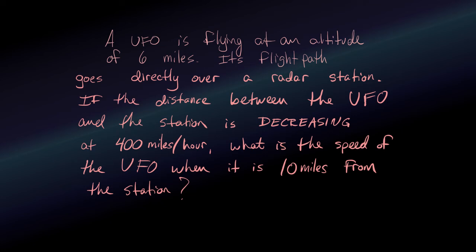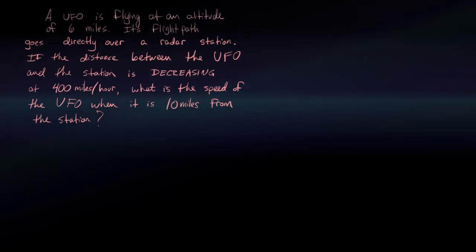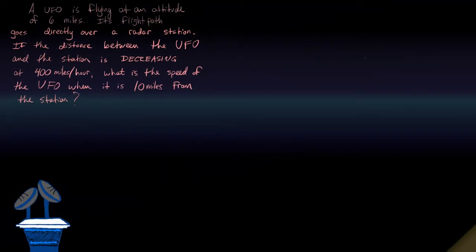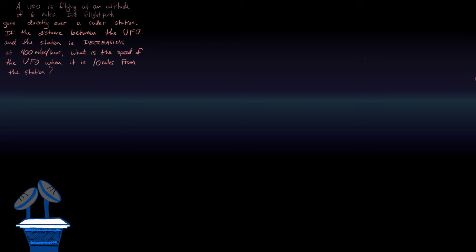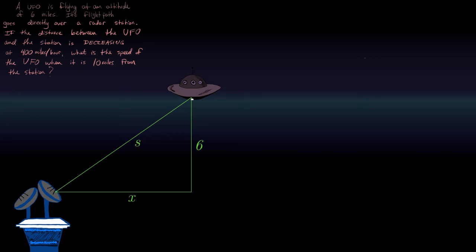Okay, so a lot is given to us here. We want to try to draw a picture to see what's going on. So we have a radar station, and we have a UFO that's going to fly over it. So we're told that this UFO is going to have to stop when it is 10 miles from the station, so right here. And if you think about what we have there, it's going to be a triangle. So we have S, which we can call the distance from the UFO to the station. We have X, that distance on the ground, and then we have 6, which is the altitude.